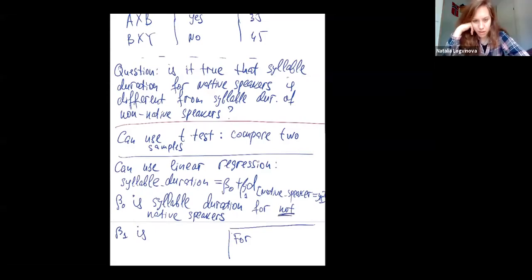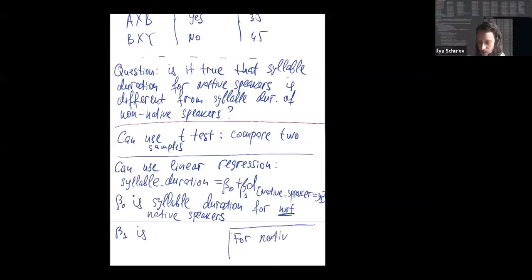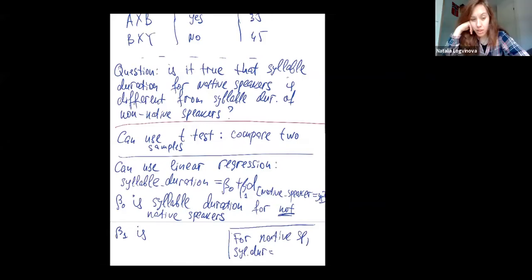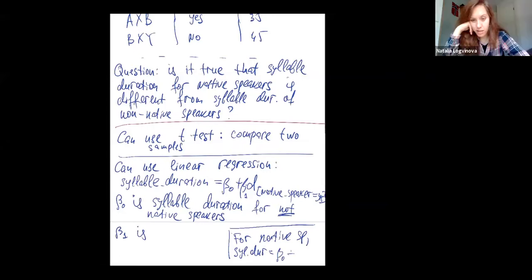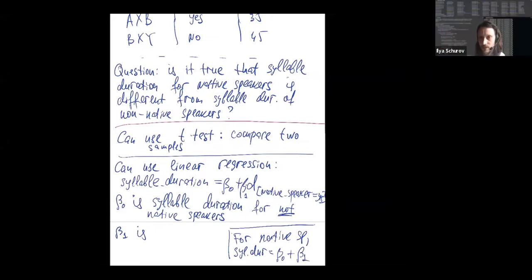So for native speakers, syllable duration equals what? Syllable duration of non-natives, beta naught, plus some coefficient, plus beta one, right? Just because in this case this variable goes to one, and so we have just beta naught plus beta one times one, which is just beta naught plus beta one.